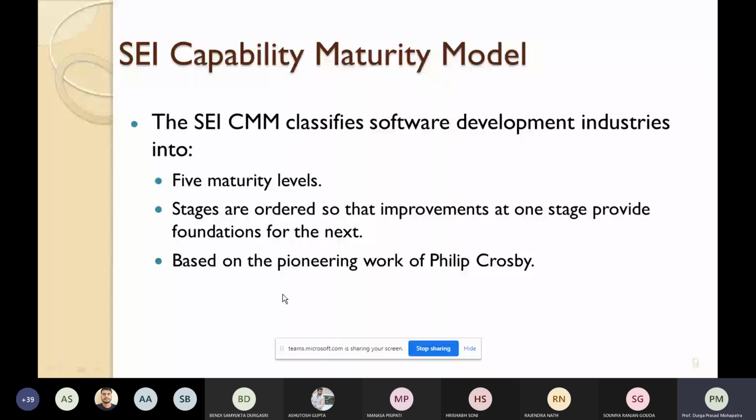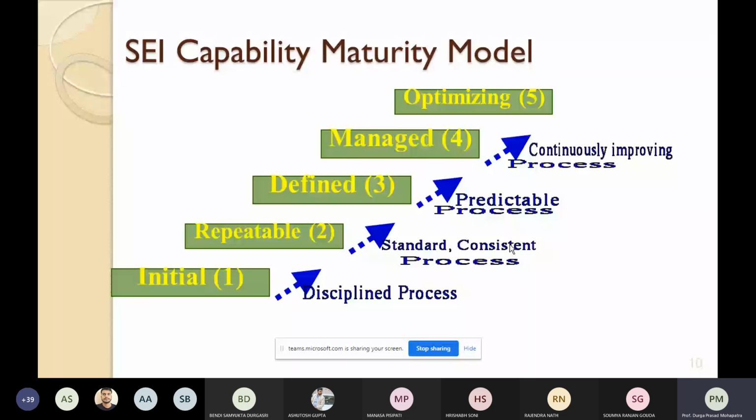Now let's see what the 5 maturity levels are. As I have already told you, the SEI CMM model classifies software development organizations into 5 levels. Level 1 is the initial level. Level 2 is the repeatable level. Level 3 is called the defined level. Level 4 is called the managed level. And level 5 is called the optimizing level.